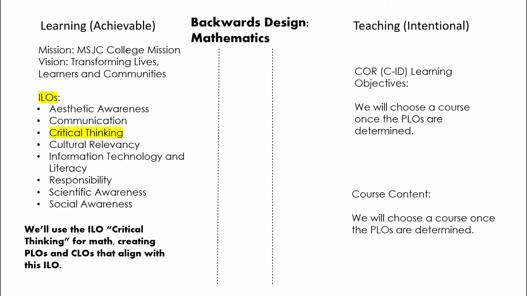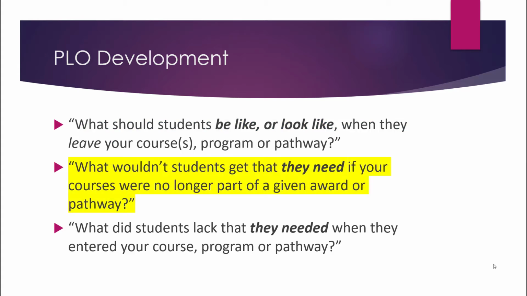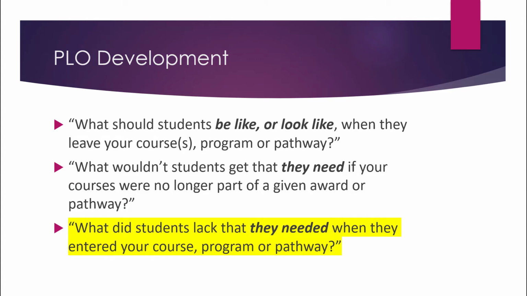The following prompts were used. What should students be like or look like when they leave your course, program, or pathway? What wouldn't students get that they need if your courses were no longer part of a given award or pathway? Also, what did students lack that they needed when they entered your course, program, or pathway? If you've already thought about this, you may have outcome statements you'd like to use.